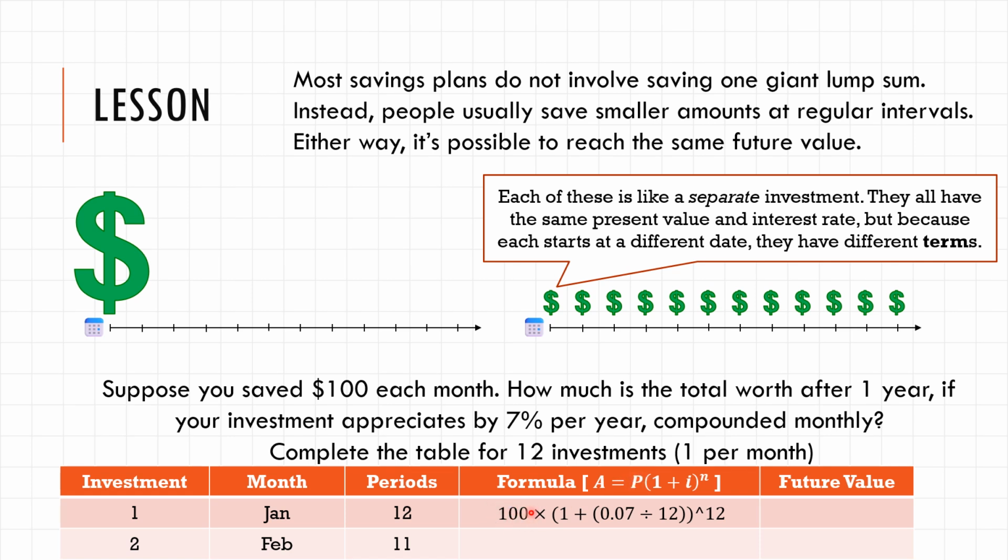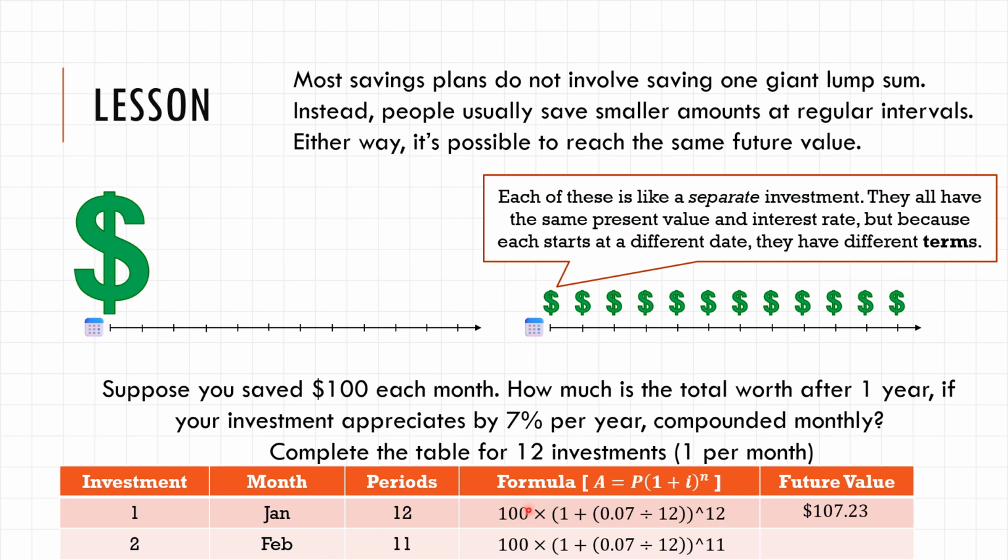So this first one would be the present value of $100. That's how much we're saving, times 1 plus i. So this is the interest rate per period, 7% divided by 12 periods. 7% per year divided by 12 months in a year. And all of that to the power of 12, because this investment, the first one, has 12 periods, 12 months to grow before the end of the year. So its future value will be about $107.23.